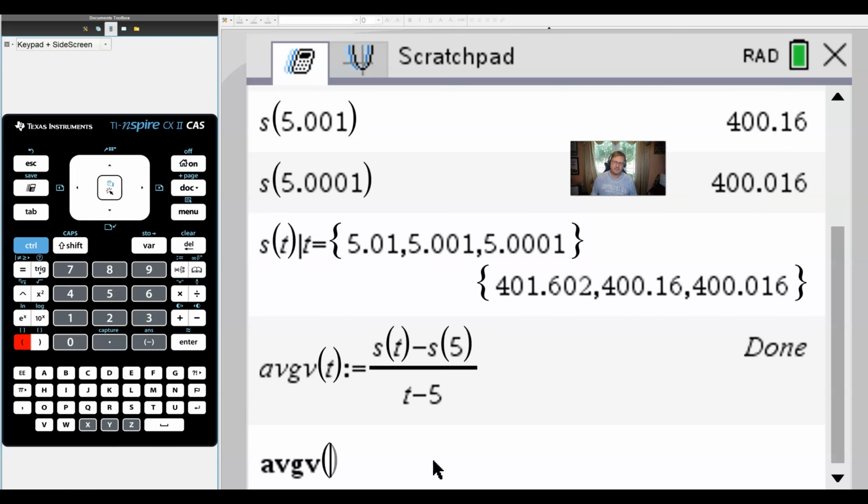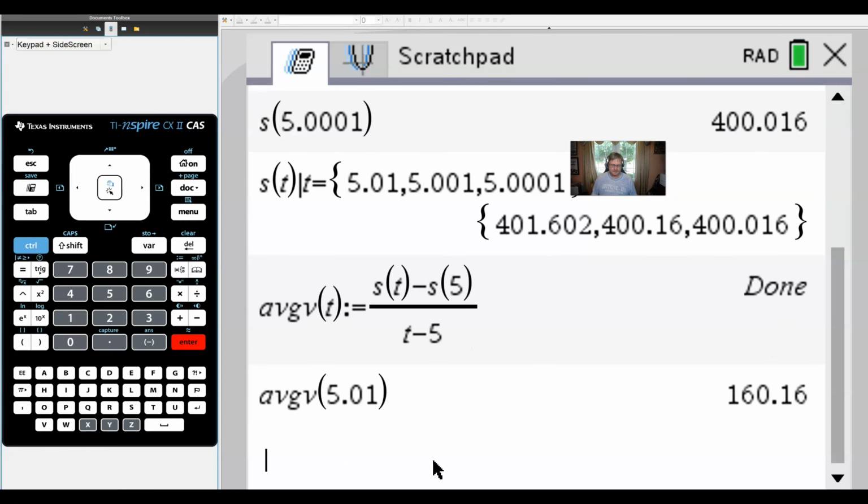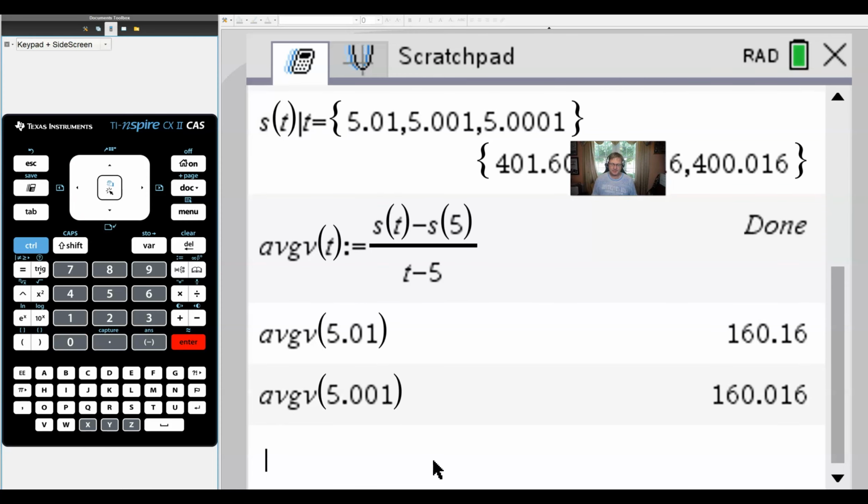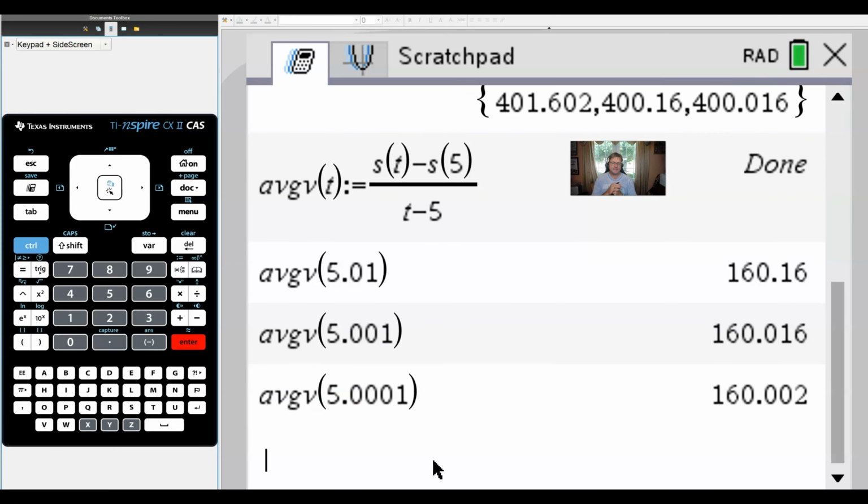So now that's stored, and now the fun is going to begin, because I can find the average velocity at any of those times, like at 5.01. There we go. Let's try it again at 5.001. And another trick is if you don't want to type that all over again, you can cursor up twice, highlight what you're trying to compute, hit enter, and it just copies and pastes it. Only now you can edit it and change the numbers. And so there's my average velocity at 5.001, and then one more, the average velocity at 5.0001. And I get these values here.